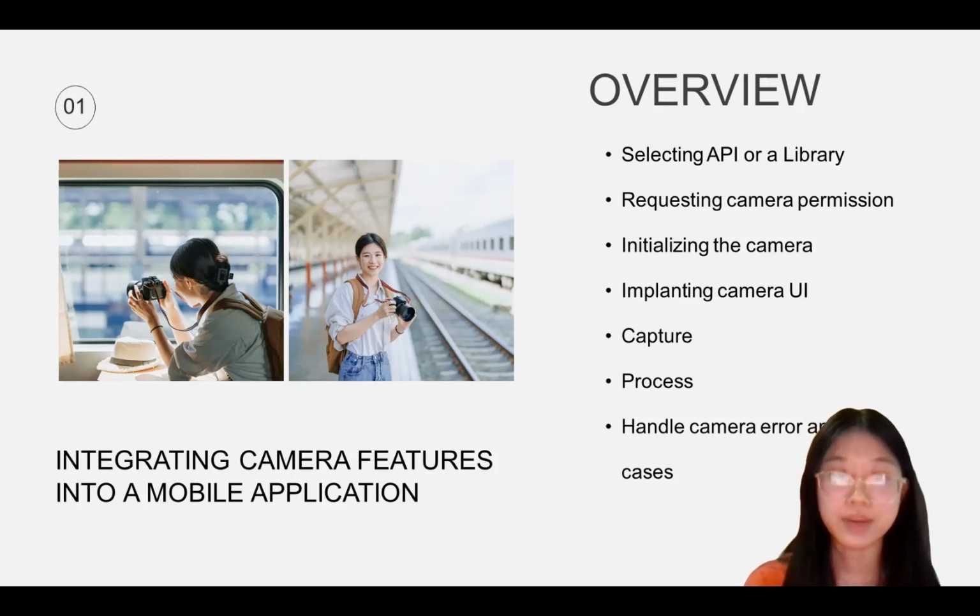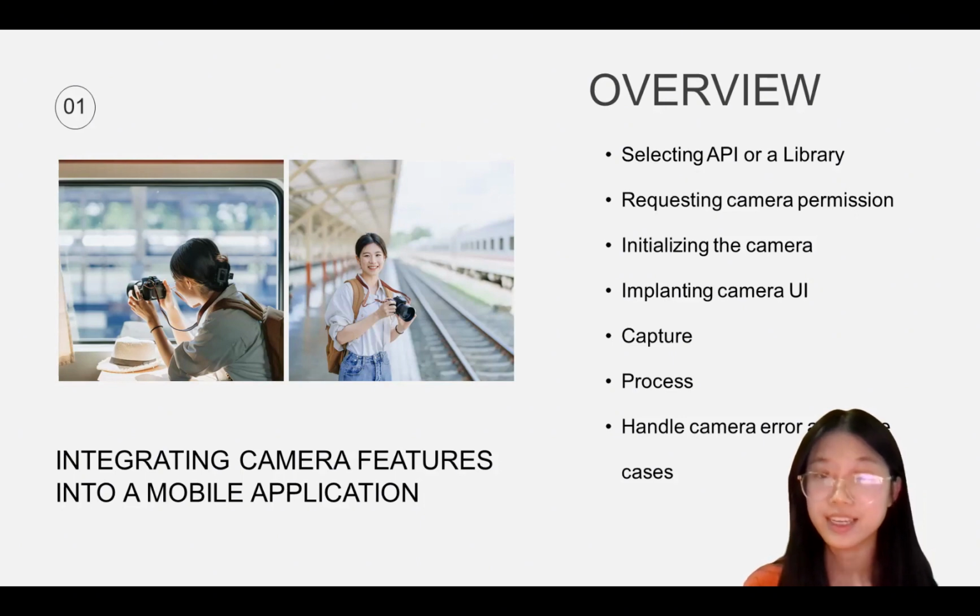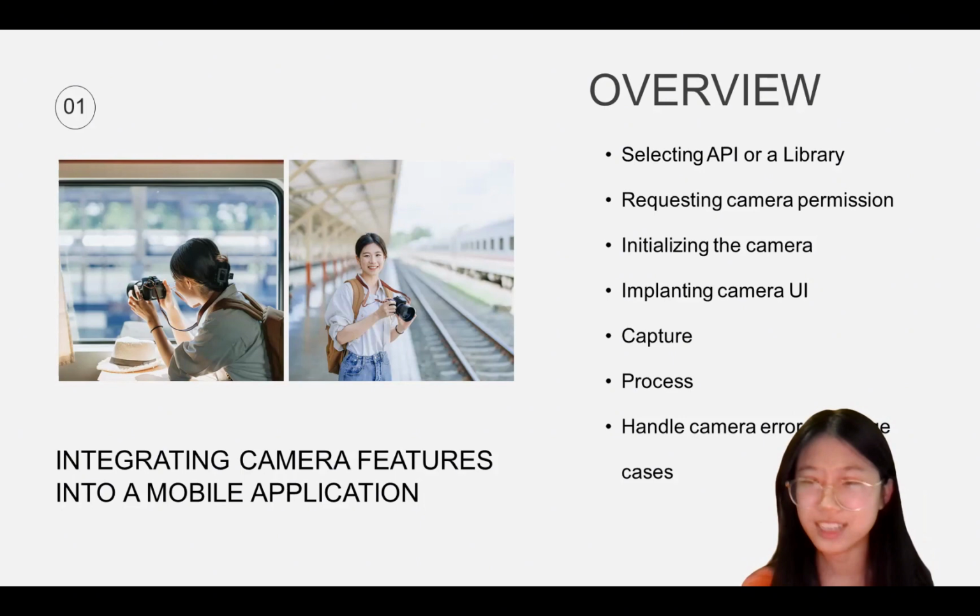And the next step is about initializing the camera. Once permissions are granted, initialize the camera instance within your application. This involves configuration parameters such as camera type, the front or the back camera, the resolution of the image or the video, the autofocus, flash, and so on.